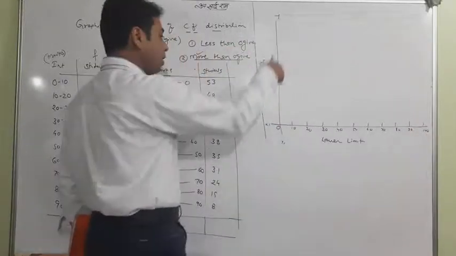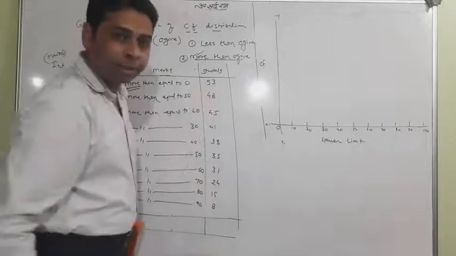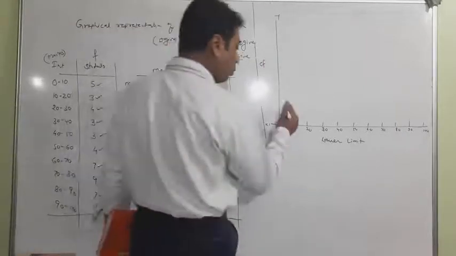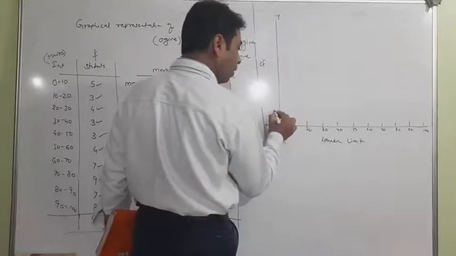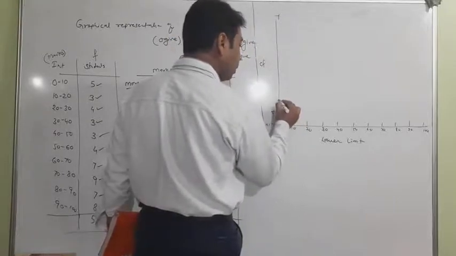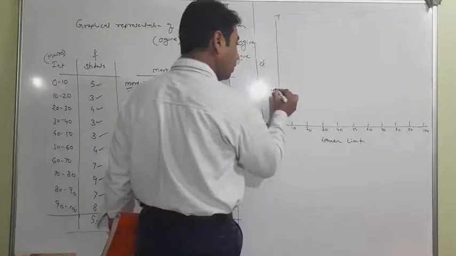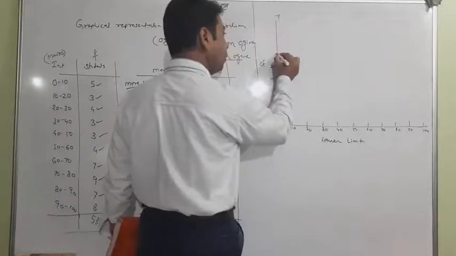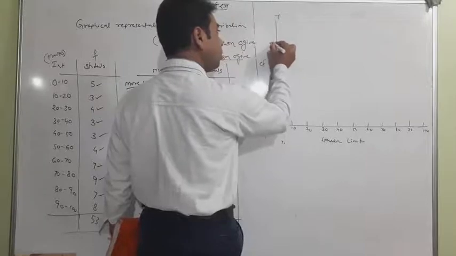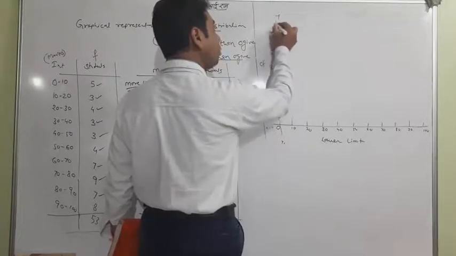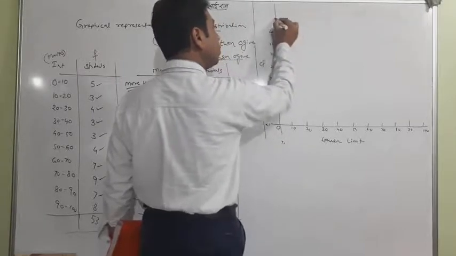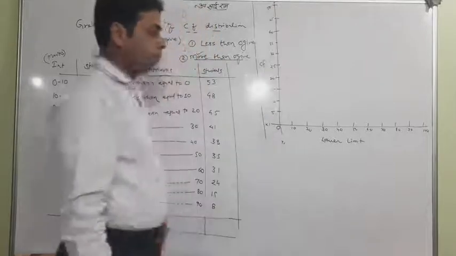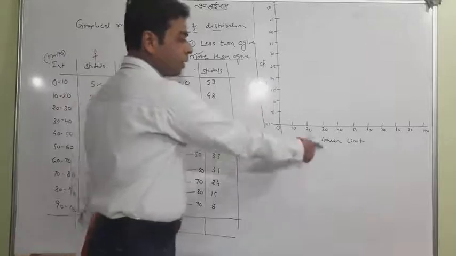And about CF, till 53 we have to manage. So it's up to us how we can make the scale. Suppose we are taking here 5, 10, 15, 20, 25, 30, 35, 40, 45 and 50. This is the y-axis. So this is my CF and this is the lower limit.